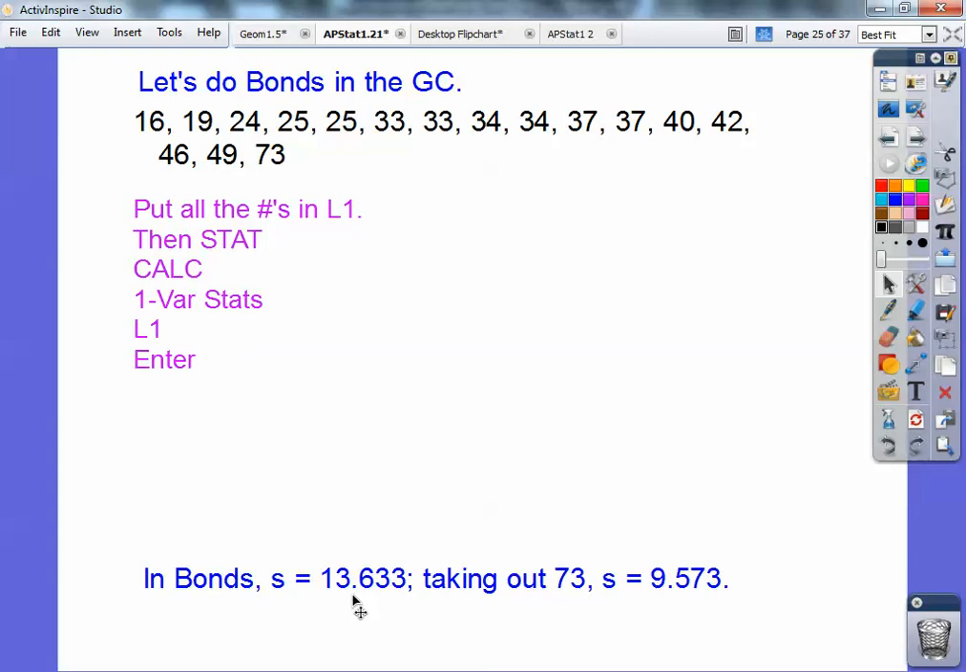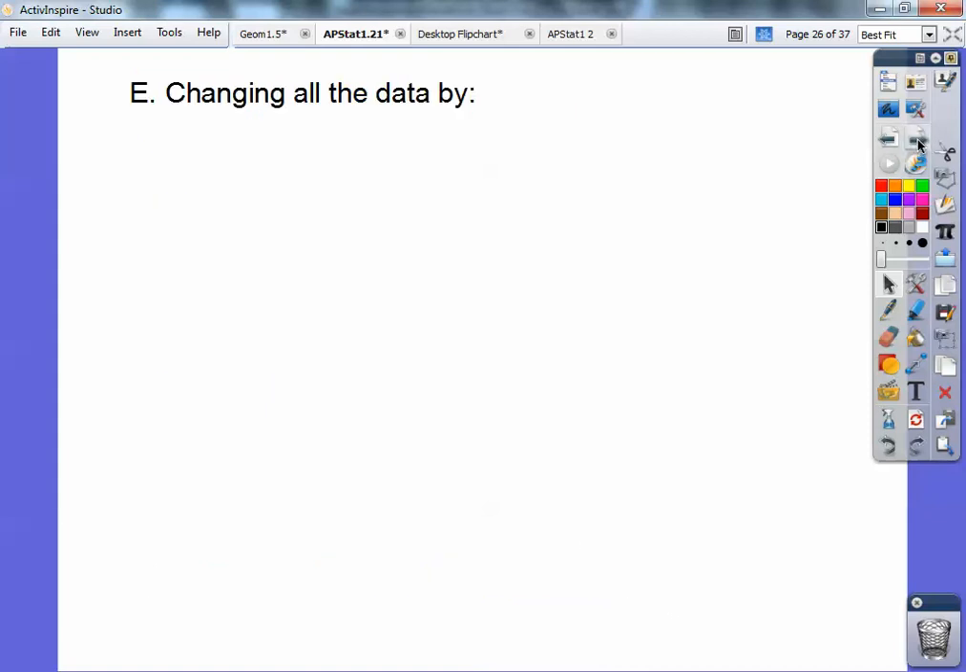It says S of x. It's the standard deviation of x. So you see that in your calculator. And then what you can do is go back to your list 1 or list 2, whichever one it's in, and just delete out that 73 and then go through this again. And then you'll see the standard deviation gets a lot smaller. All right, so the calculators are a great tool.